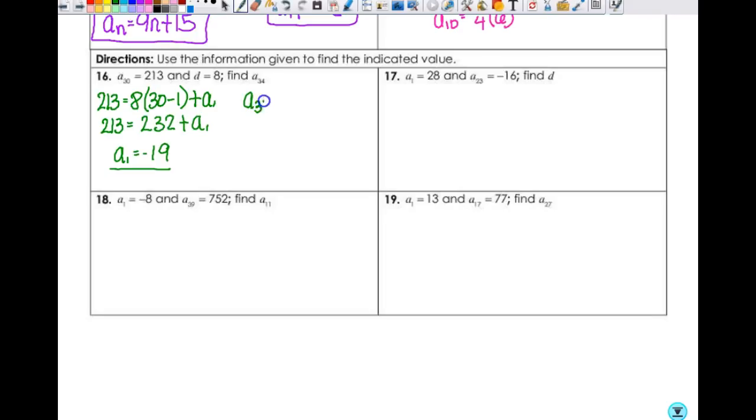So now to find A34, that's equal to the common difference, which is 8, times N, which is 34, minus 1, plus A1, which is negative 19, so I can do minus 19. So A34 is 245.